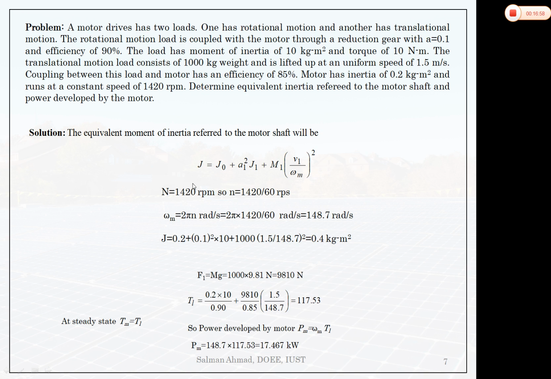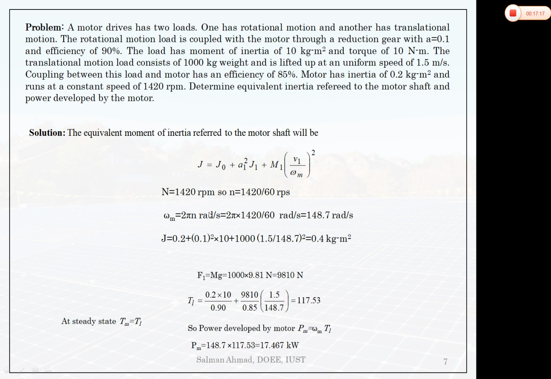So first we have to compute these things. Speed is given, motor speed is 1420 rpm. Here omega m is actually in radian per second. So the first task is to convert that speed into radian per second. We can convert like this: omega is equal to 2 pi n radian per second.